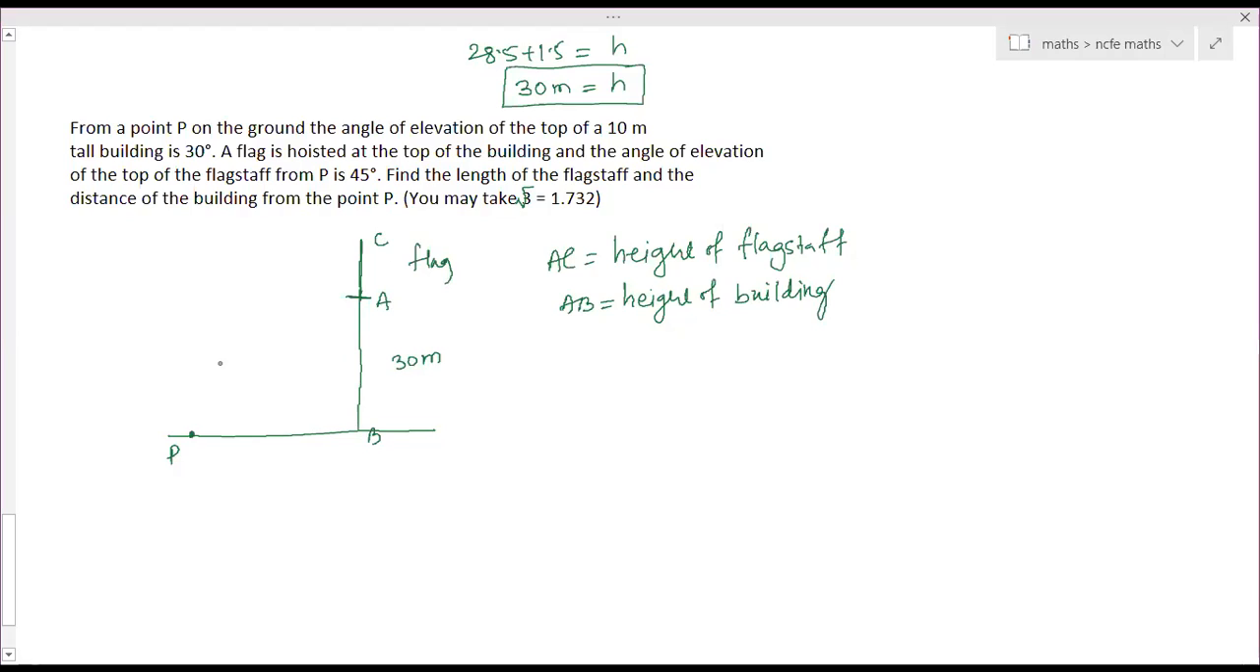P is a point of observation. Now the top of the building, which is 10 meter, at the top of the 10-meter tall building. This is 30 meter. What is 30 meter? I've taken here 10 meter. This is the angle of elevation is 30 degree.